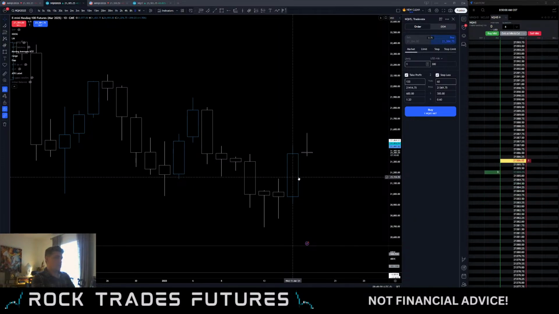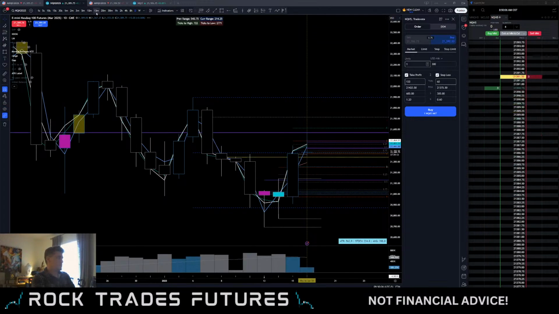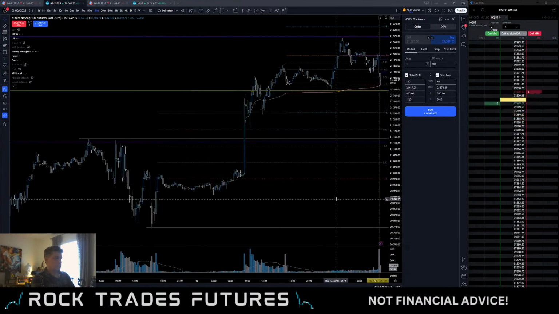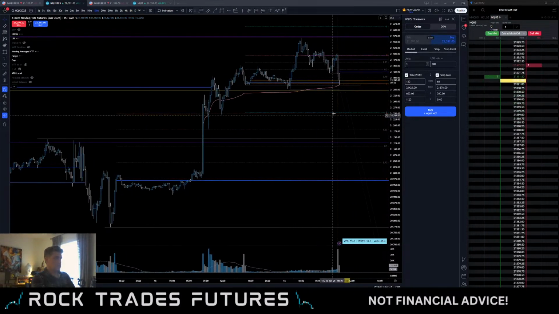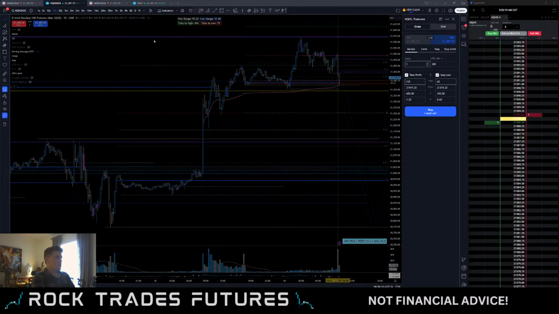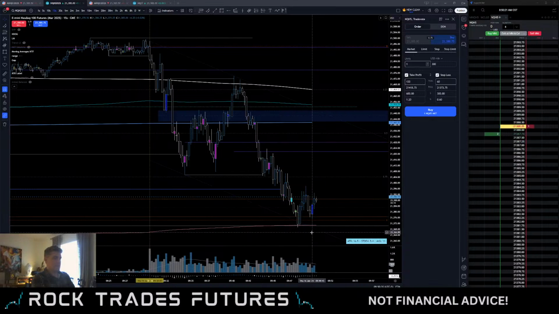Where could we be going? Like I said, close this gap. Could be going to close that gap, which is here, coinciding with that 50% level. Looks like we broke lower. Nope, I'm just holding here.